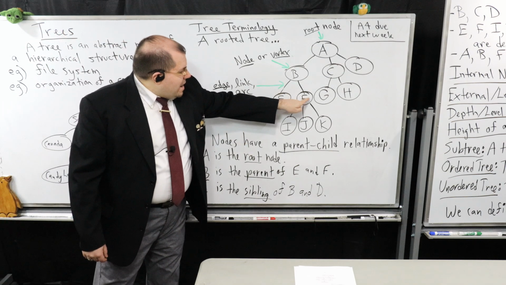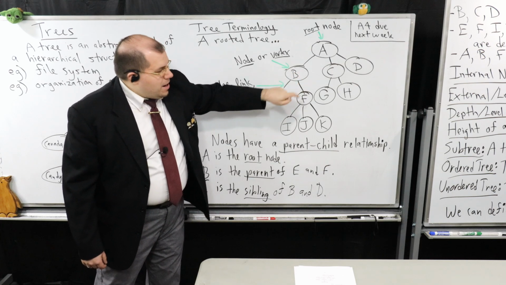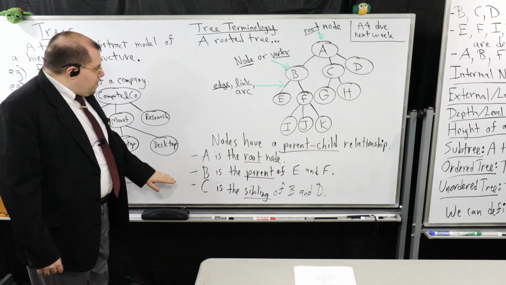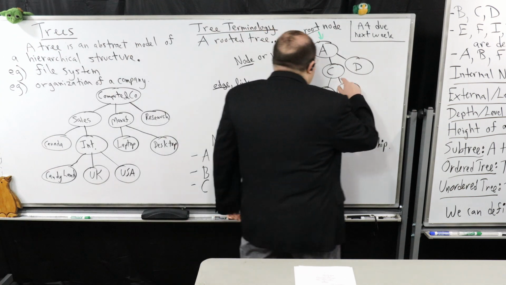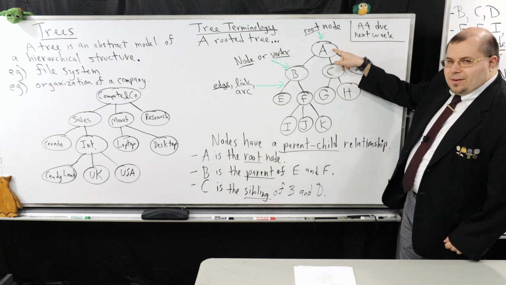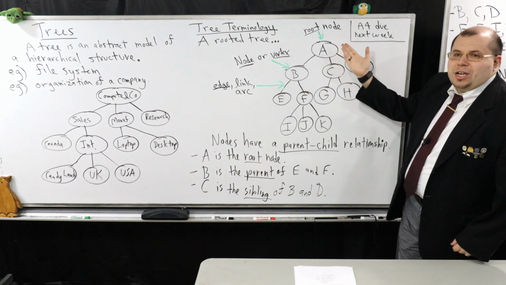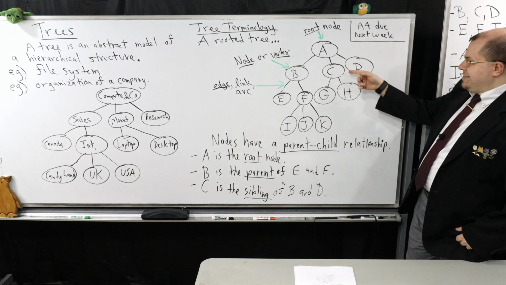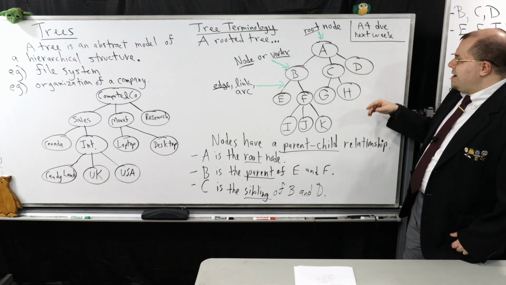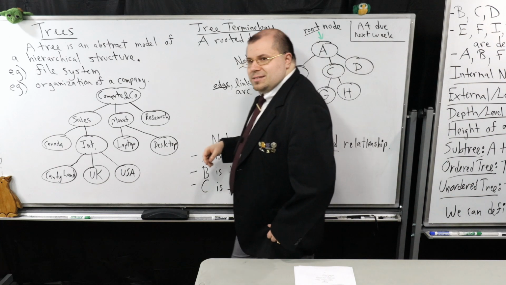So if I have E and F, that means if I look directly above, they both come from a common parent, B. For example, I could ask, what's the parent of C? Well, it's A, right? It's the one that's directly above it if you follow its edge upwards. So we call these lines edges. Sometimes we call them links, sometimes arcs, depending on the context. I'll usually refer to them as edges or links.